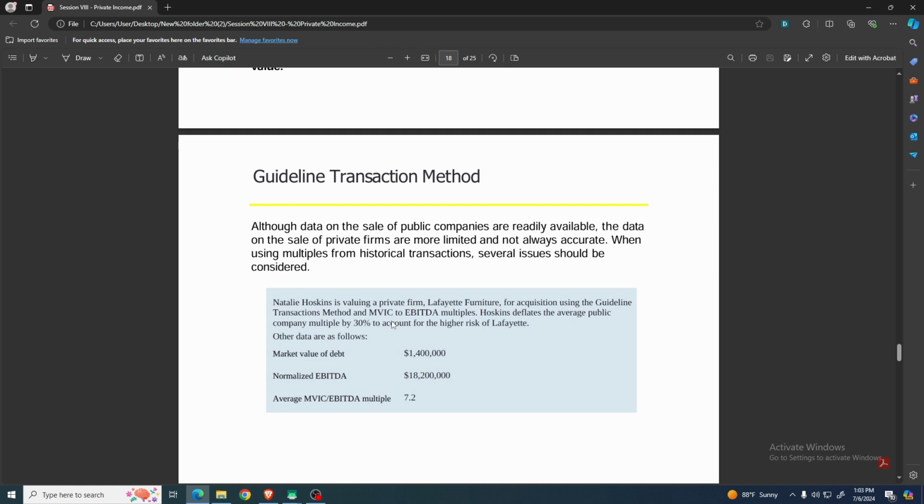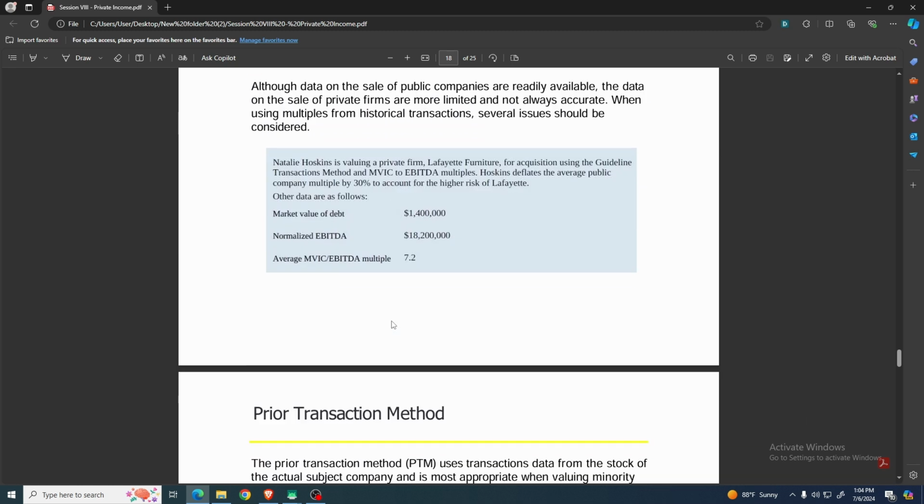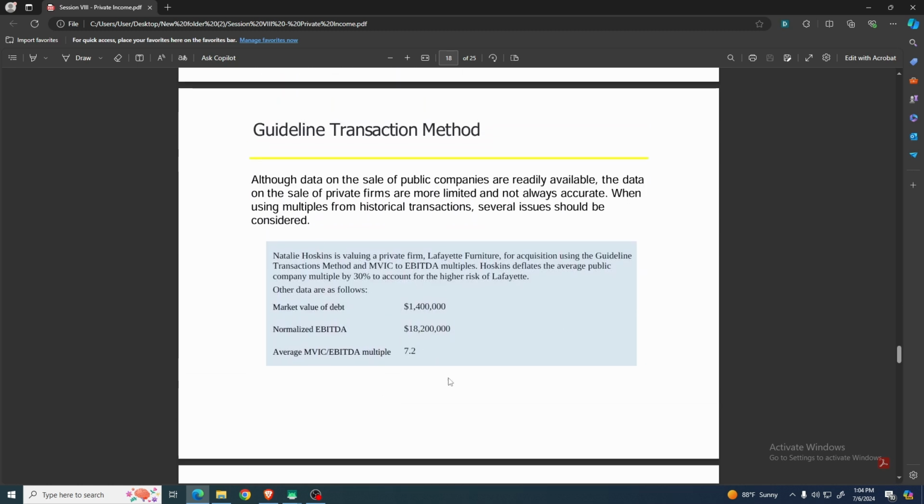The first step involves finding historical transactions of companies similar to the company you are going to analyze. These transactions should be within the same industry and have similar financial metrics such as EBITDA, revenue, or growth prospects. I think we actually have an example right here, so it would be easier if we simply adopt this example to analyze the guideline transaction method.